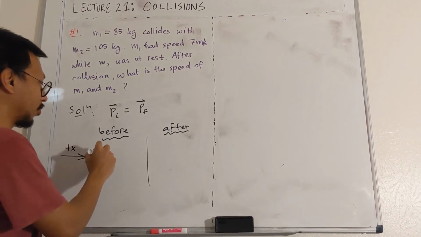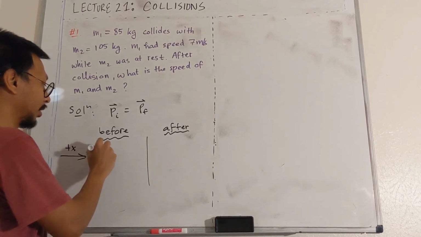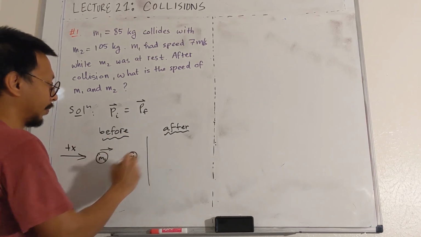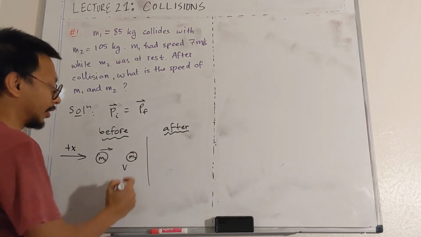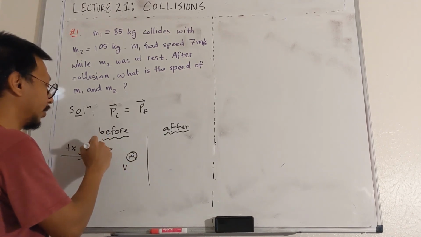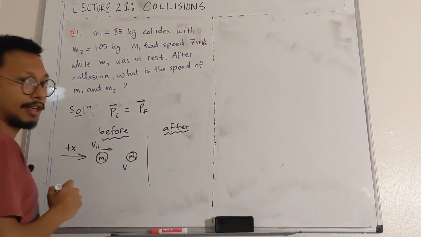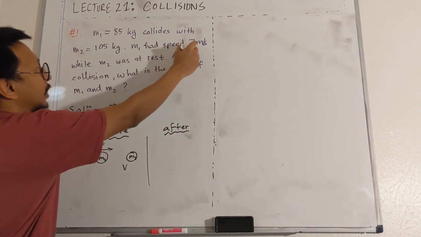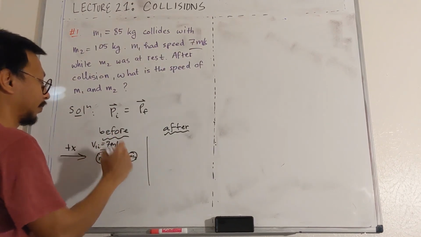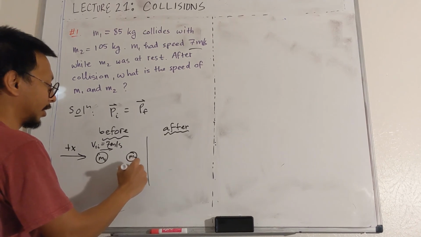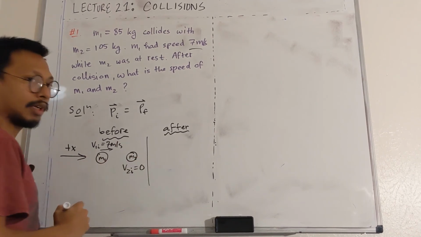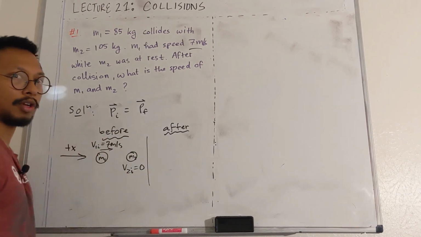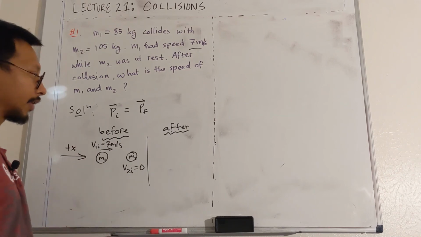All right. So we have m1 running towards m2. m2 was at rest. So we say that v1i, that is the initial velocity of the first player, is equal to 7 meters per second. The initial velocity of the second player, v2i, was 0 meters per second. This was all that was happening before collision. Nothing else was happening. No external forces, nothing.